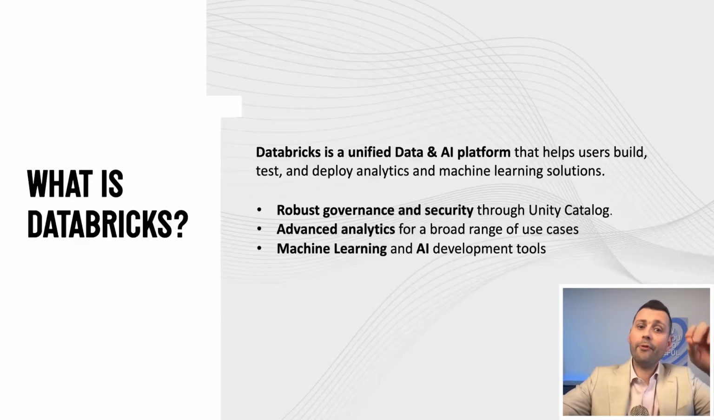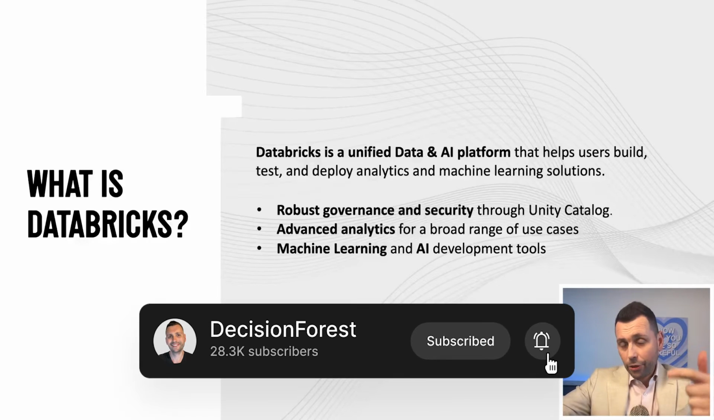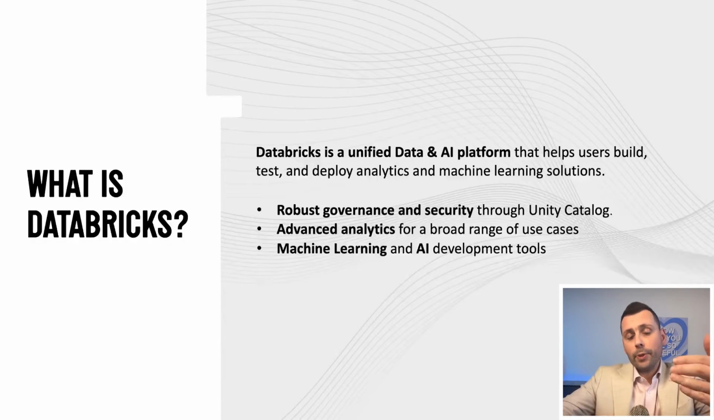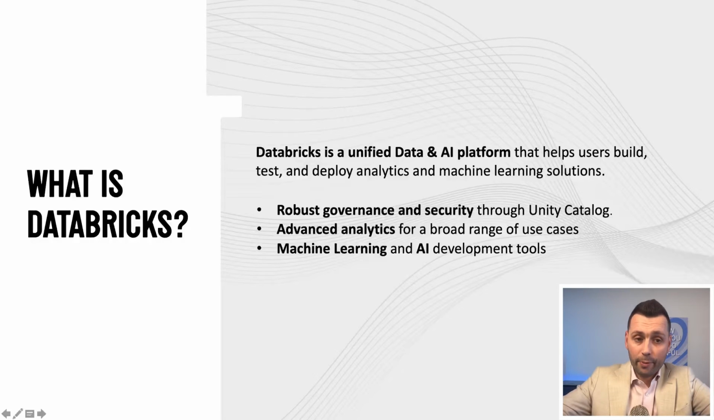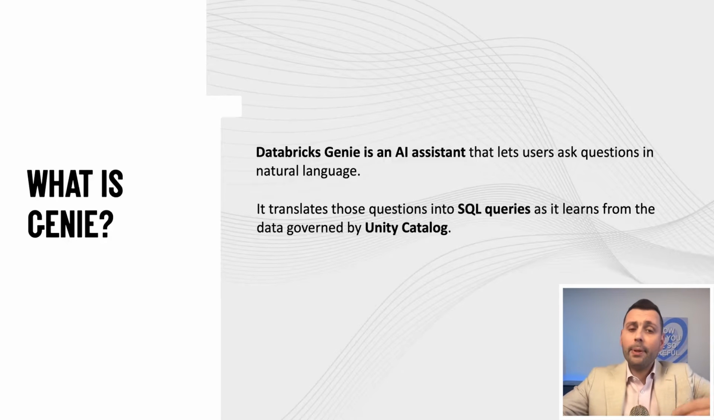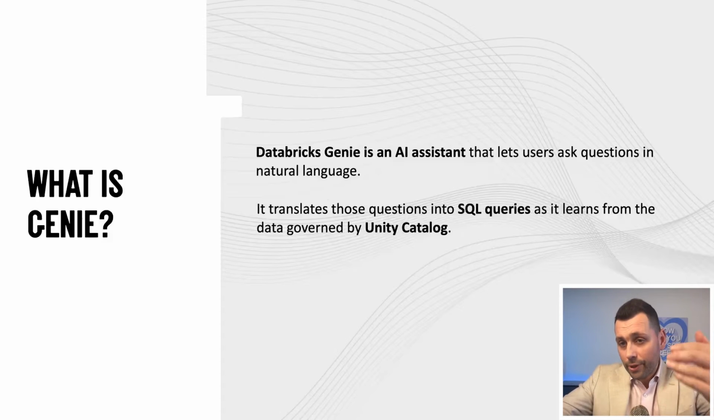Now, Databricks provides robust governance and security through Unity Catalog. It provides advanced analytics for a broad range of use cases, and it provides machine learning and AI development tools. Speaking of AI, Genie is one of the latest additions to the Databricks intelligence platform. Simply put, it's an assistant that lets users ask questions in natural language. Genie then answers by translating those questions into SQL queries and returns both the result as a table and the SQL query behind it.